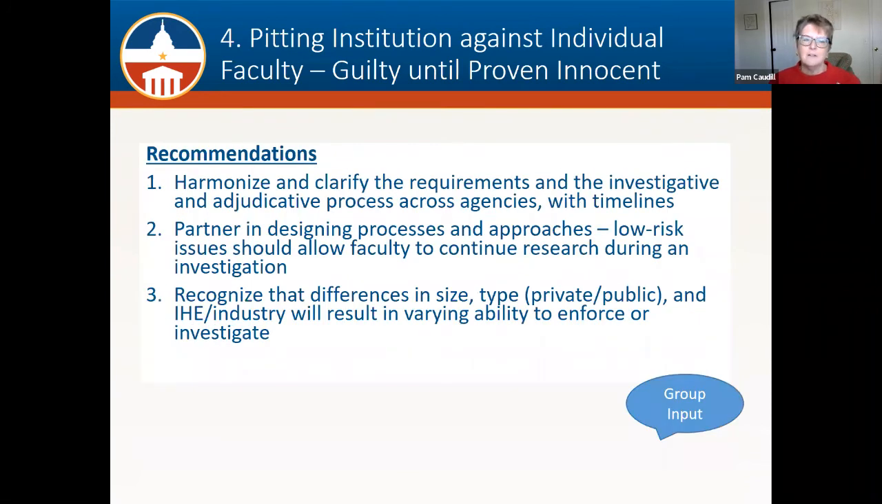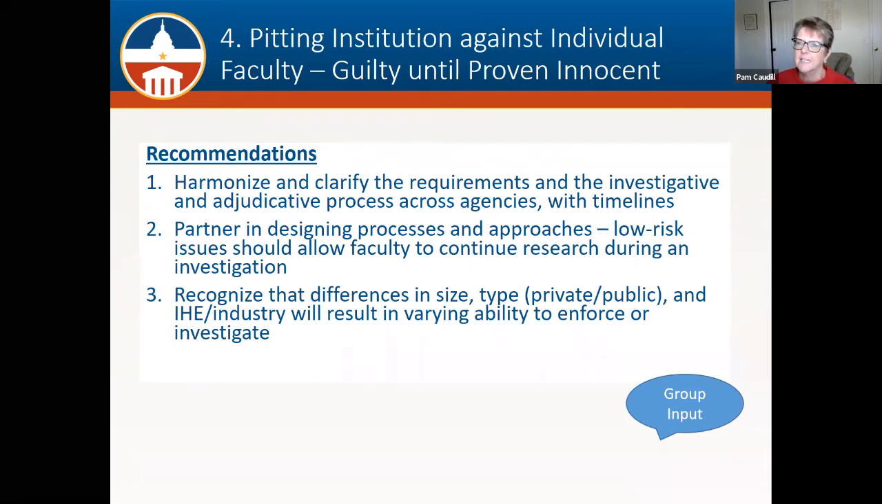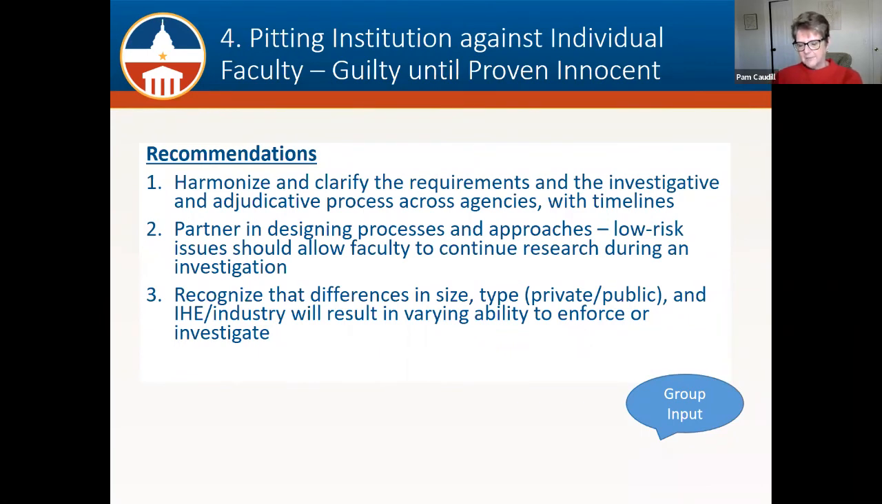And I think a lot of our recommendations are similar to each other in each of these areas. If they could just harmonize and really clarify the requirements, and help us understand what the investigative process should look like. I mean, they certainly do that around scientific misconduct.